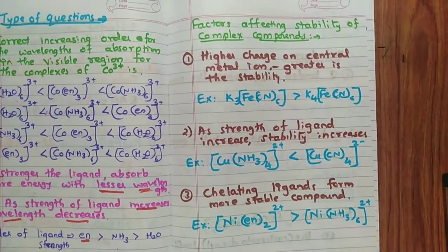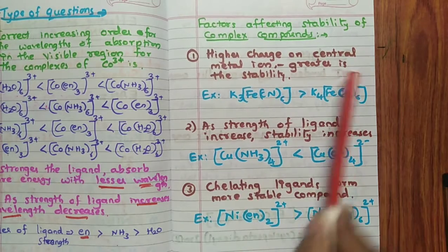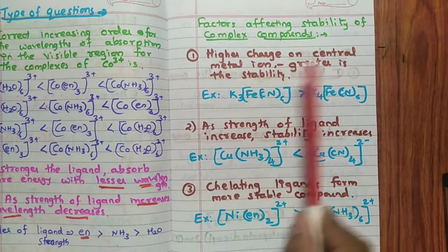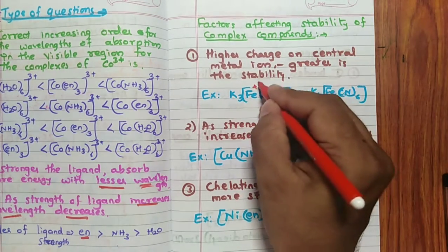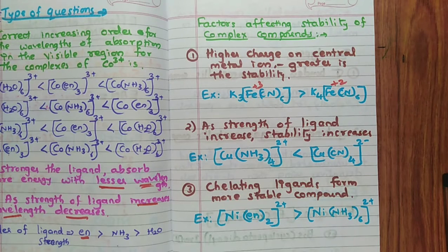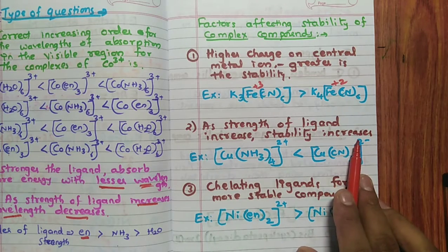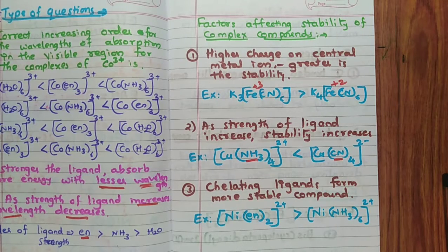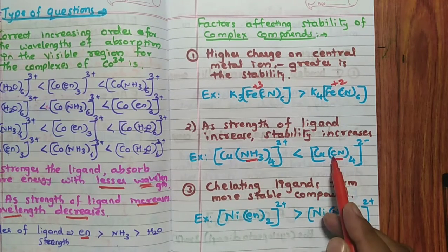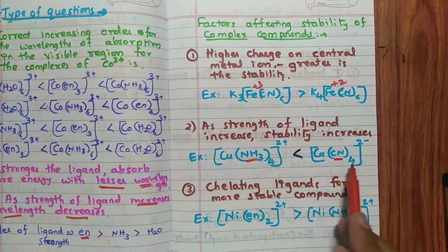Then factors affecting stability. On this also a question was asked. Remember, very simple: the higher the charge on the central metal, the greater the stability. If the charge is more, stability is more, remember. For example, K3[Fe(CN)6], in which the oxidation state is +3, and another in which the oxidation state is +2: which is more stable? Then, as the strength of the ligand increases, stability increases. NH3 is a weaker ligand than CN; CN is a stronger ligand than NH3, a carbon donor. The strength of the ligand is more for cyanide, hence it has more stability.